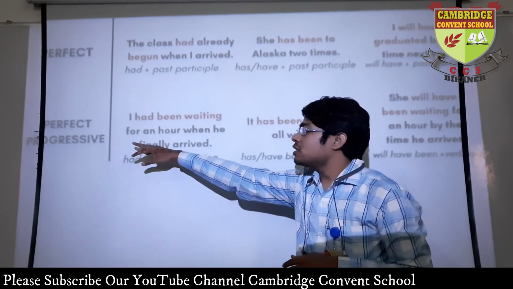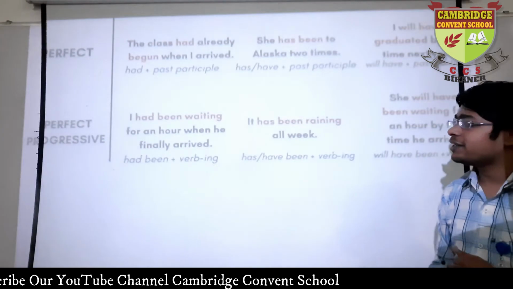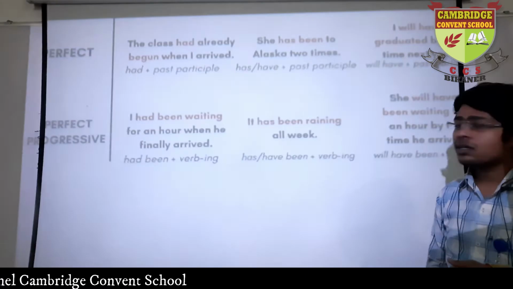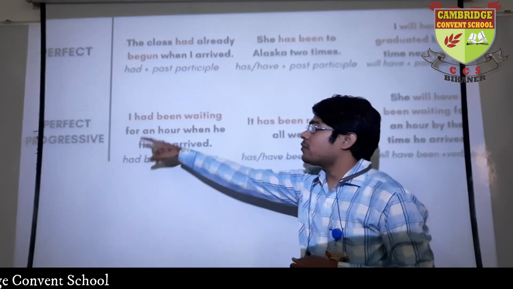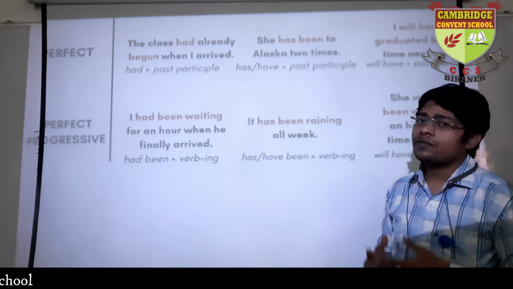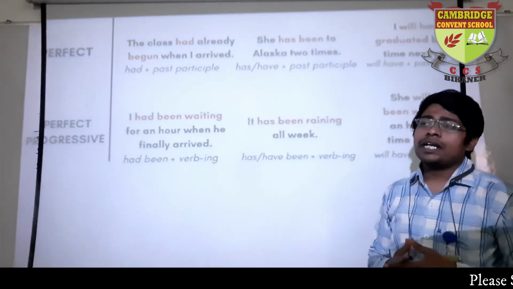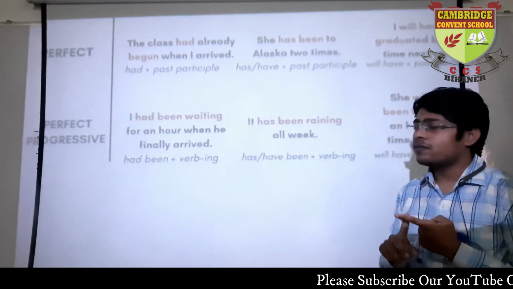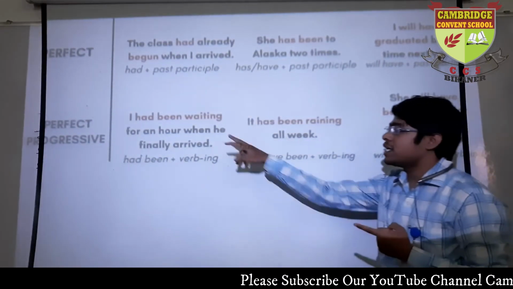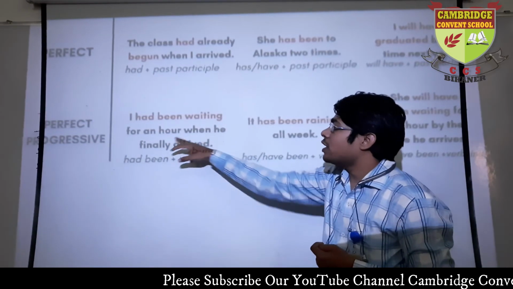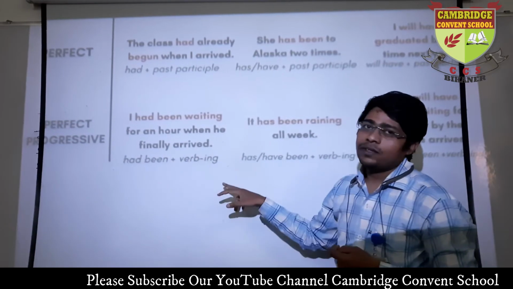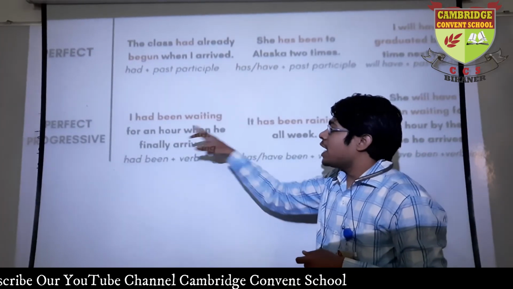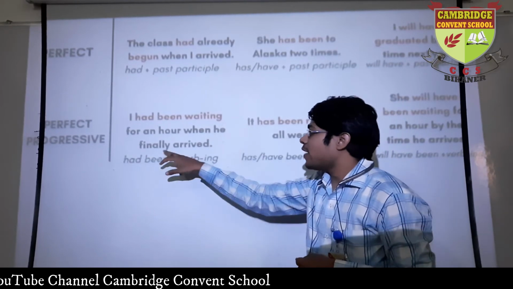Look at the last structure. Look at the last tense, perfect progressive. It is also known as the perfect continuous tense. It is a combination of two tenses, which are continuous and perfect. Look at the sentence: I have been waiting for an hour when he finally arrived.